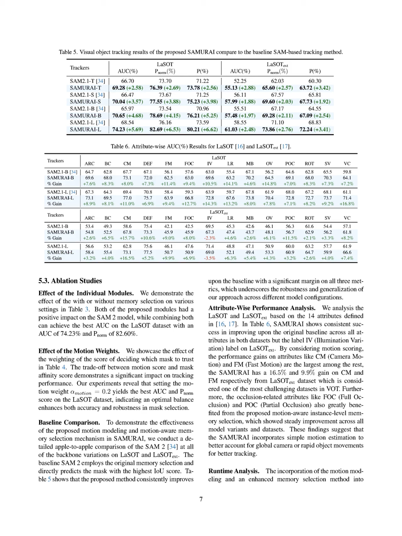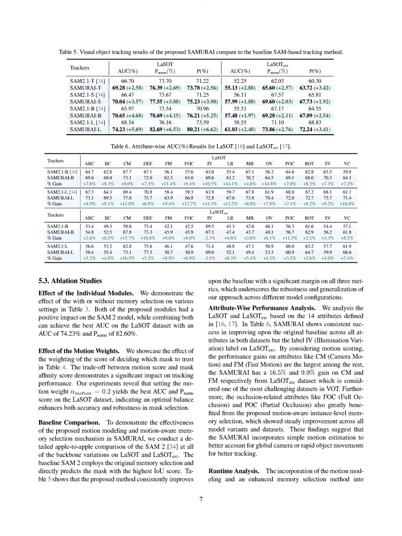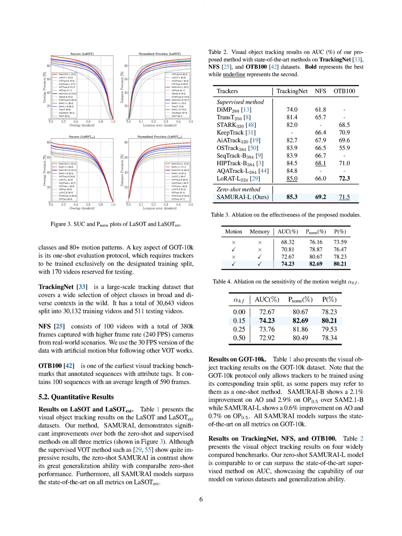In the GOT10K dataset, SAMURAI-B showed a 2.1% improvement in average overlap (AO) and 2.9% in overlap precision (OP_0.5) over SAM2. Furthermore, all Samurai models consistently outperformed the state-of-the-art on all metrics in both datasets, showcasing its strong generalization ability. These results highlight the effectiveness of the proposed motion modeling and memory selection mechanisms in enhancing tracking performance in challenging scenarios.